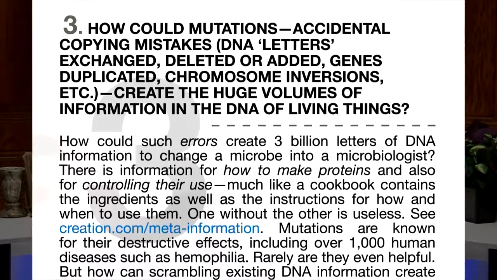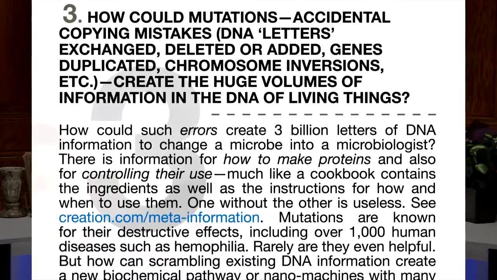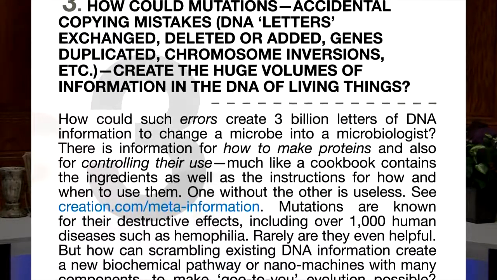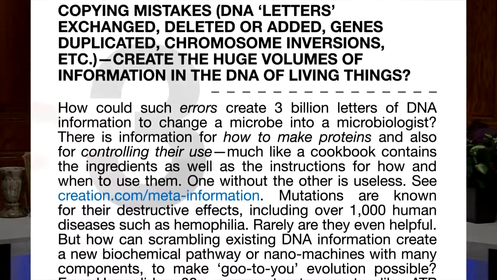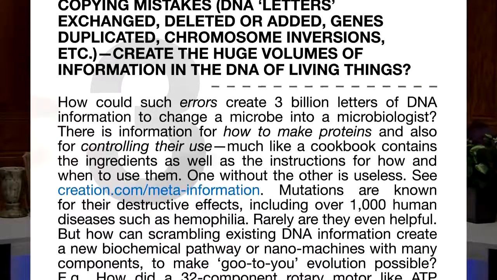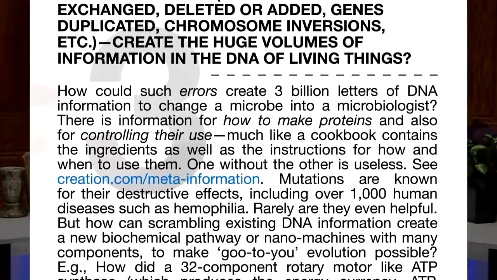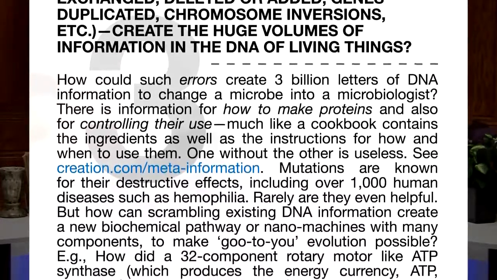Mutations are known for their destructive effects, including over 1,000 human diseases such as hemophilia. Rarely are they even helpful. But how can scrambling existing DNA information create a new biochemical pathway or nanomachines with many components to make goo-to-you evolution possible? For example, how did the 32-component rotary motor, like it's again the Question Evolution flyer, and we're on question number 3.